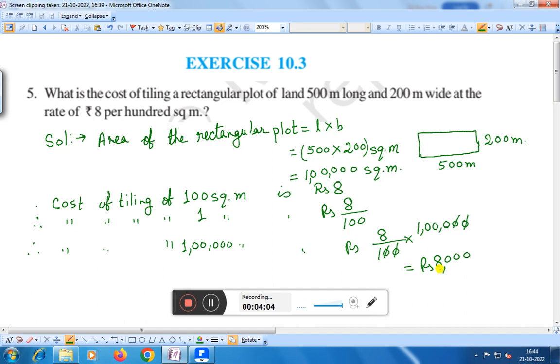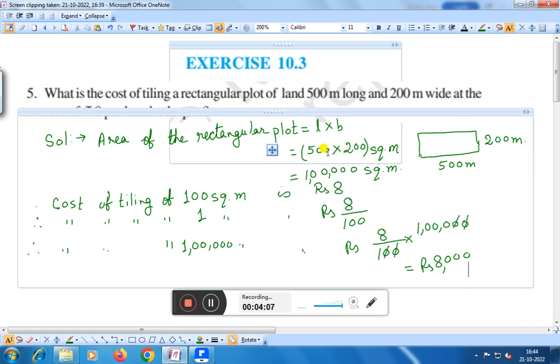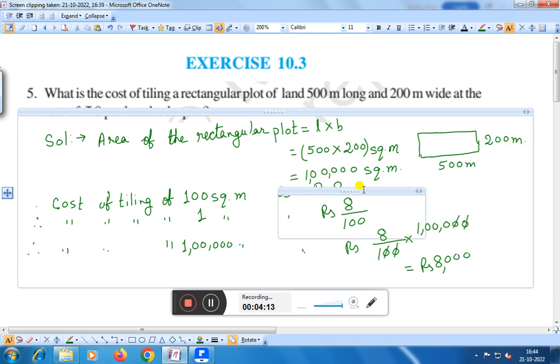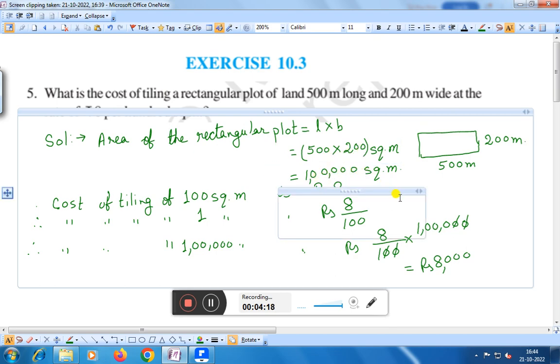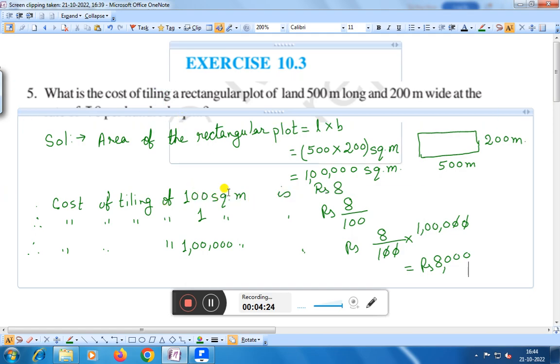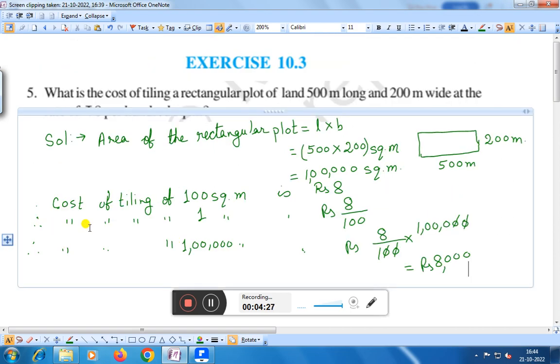Let us repeat once again that area of the rectangular plot is length into breadth. Length is 500 and breadth is 200. Therefore, if you multiply, you will get 100,000. Cost of tilling of 100 square meter is rupees 8, as given in the question. Therefore, cost of tilling of 1 square meter is rupees 8 by 100, and cost of 100,000 square meter is 8 by 100 into 100,000, which comes to rupees 8,000. Therefore, the cost of tilling the rectangular plot is rupees 8,000. This is the solution of question number 5.